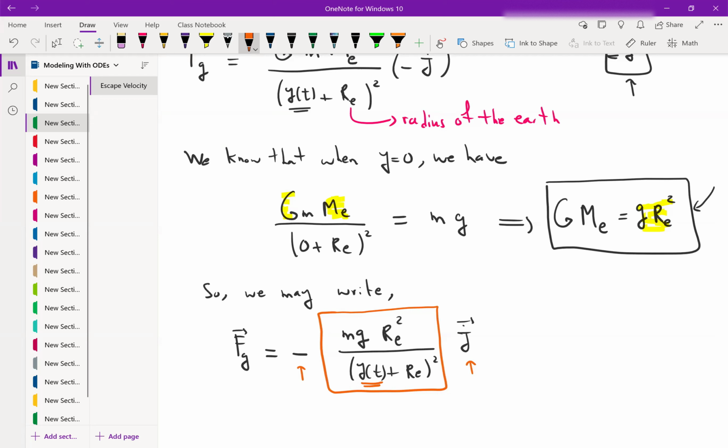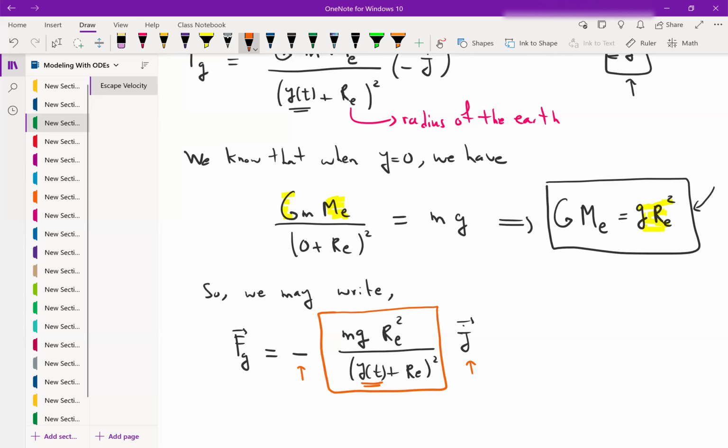Now I developed a formula for the force due to gravity, which actually considers how the force changes as we move away from the surface of the Earth.